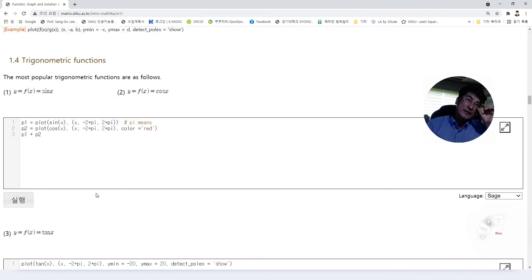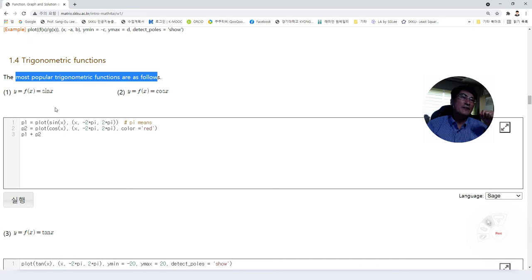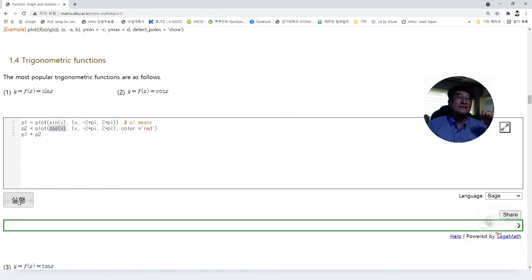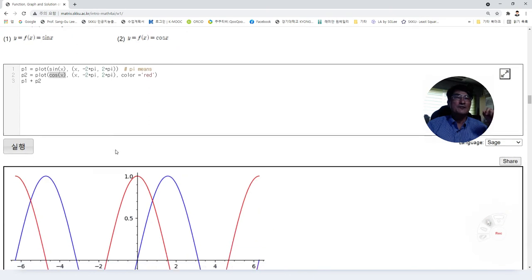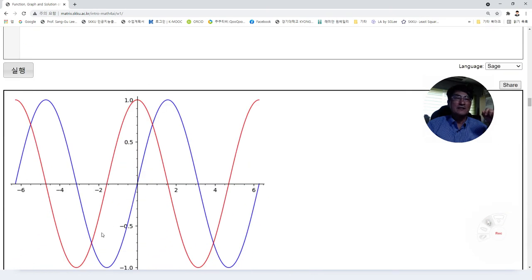And trigonometric functions. The most popular trigonometric functions are as follows: y is equal to sine x, or y is equal to cosine x. Sine x or cosine x can be drawn in here in the interval from minus 2 pi to 2 pi. The blue one is the sine function, and the green and the red one is the cosine function.